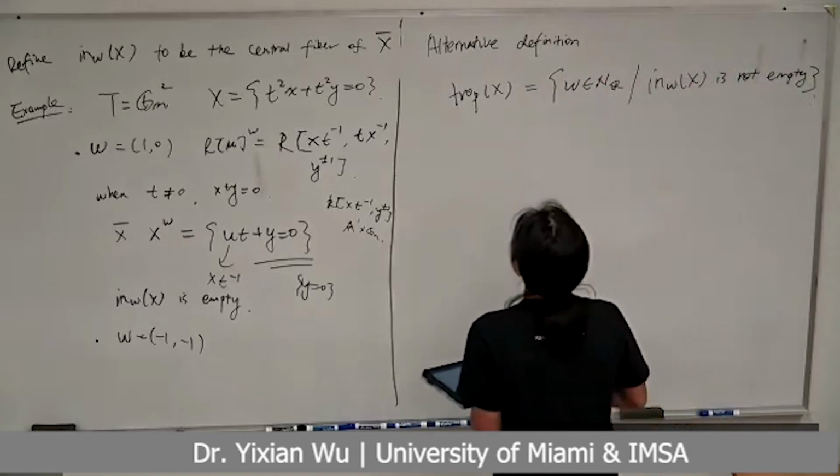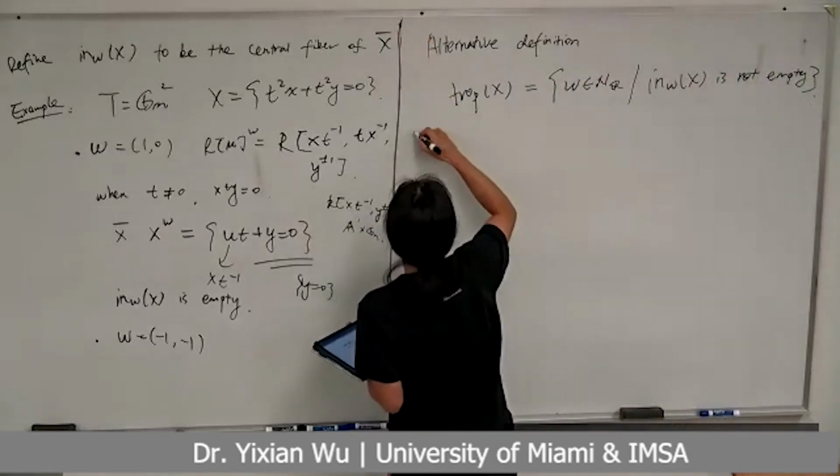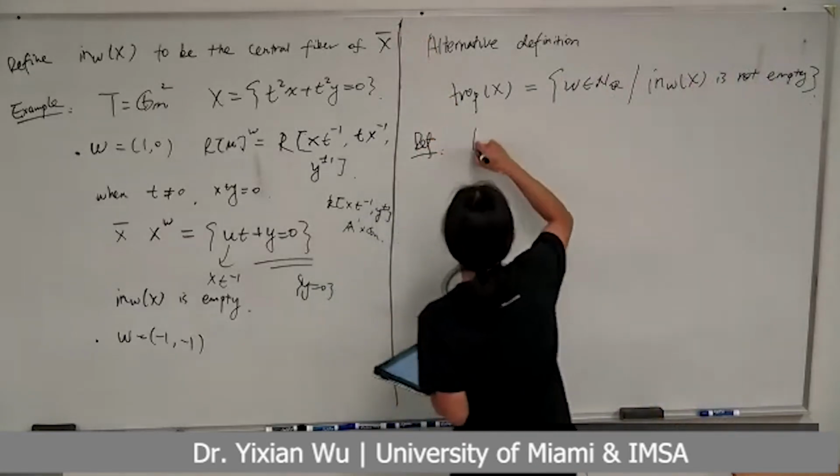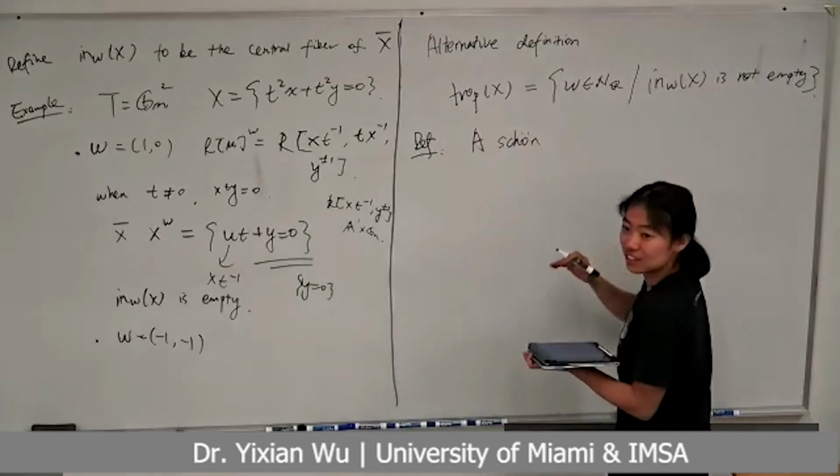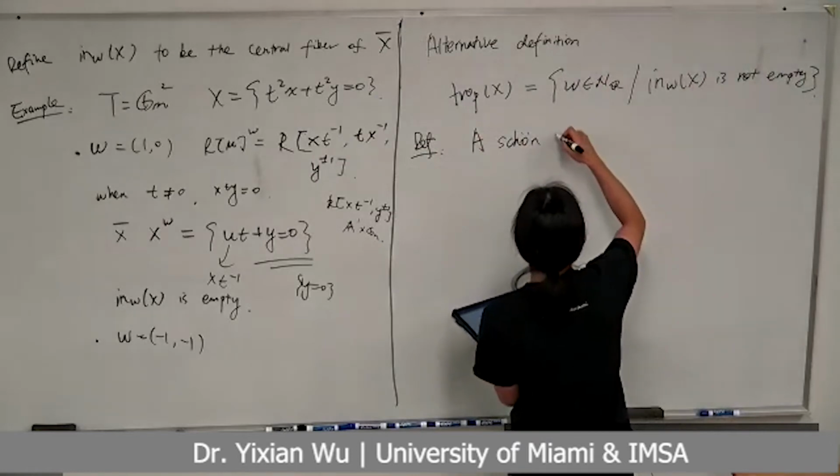Okay, so next I am going to tell you the definition of a Schön variety. I hope I'm pronouncing it correctly. Schön.